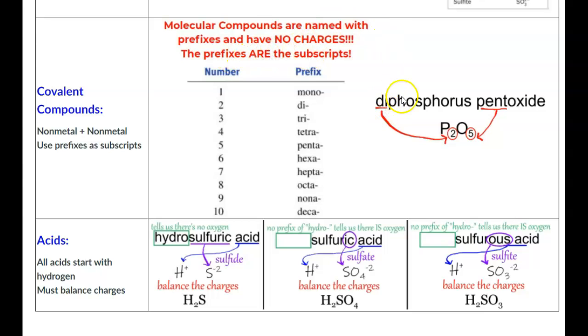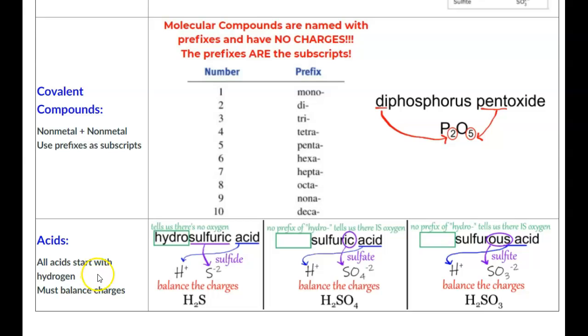For example, diphosphorus pentoxide. Phosphorus is my first element, and di tells me it has a subscript of 2. Pentoxide, oxide is my second element, or oxygen, and pent tells me it has a subscript of 5. So it's P2O5. No charges to balance, just prefixes equal subscripts.